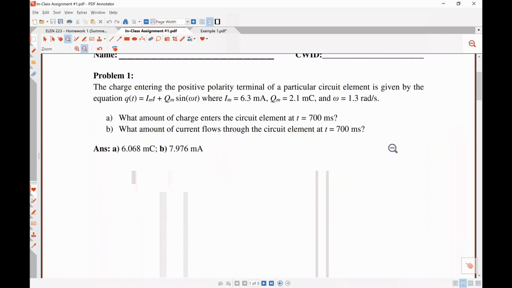This in-class assignment, do you want us to write it down and then scan it to PDF and then upload it to Moodle? Yes, and I'll make an online submission portal for you to be able to do that immediately after we finish up here.